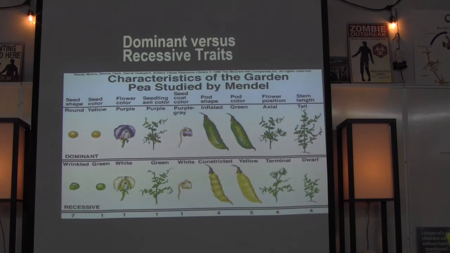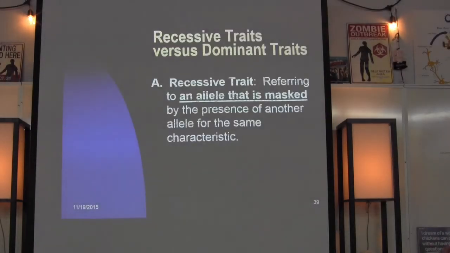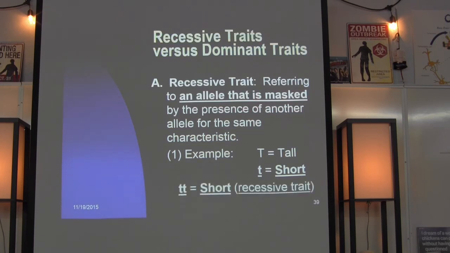Reviewing what Mendel had, you could see that these are dominant versus recessive, so the terminology should be really familiar with you. And so recessive trait is what you're going to write down for vocab. Basically, it's referring to an allele that is masked by the presence of another allele for that same characteristic. So what it means is the allele is there, it's just not being expressed, or it's recessive. And the only time you see the recessive trait is when it's homozygous recessive, meaning you have the two lowercase letters. So the example, once again, using height, capital T equals tall, so they would have to let you know that in the word problem. And then small t would be for short. So if you have two small t's together, that's the only time you see the recessive trait.